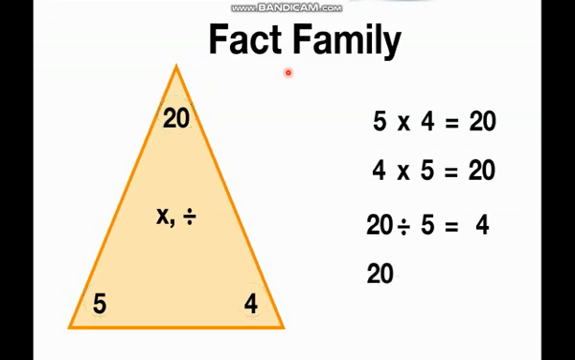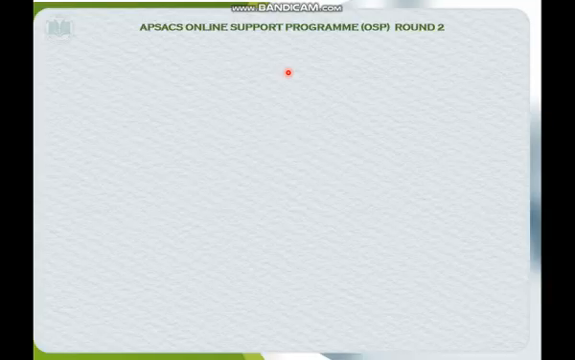You could also check with 20 divided by 4. When you do this, you've used your 20 and you've used your 4, so the answer must be the 5. 20 divided by 4 equals 5.